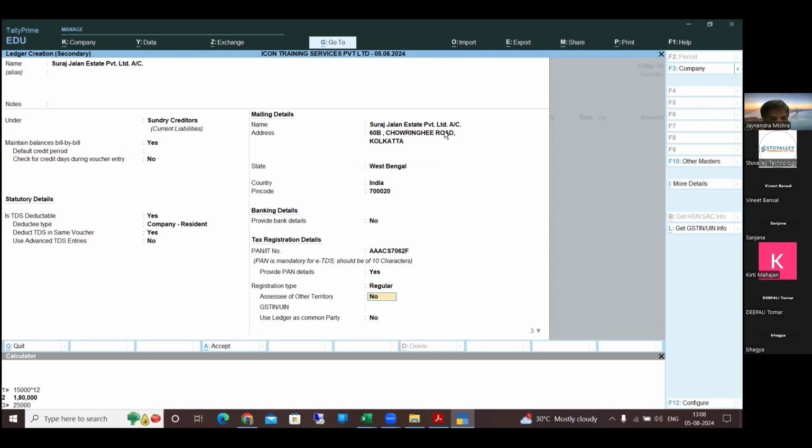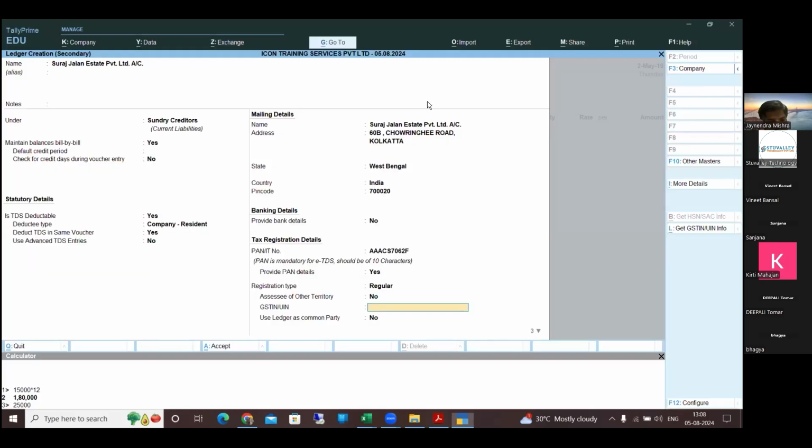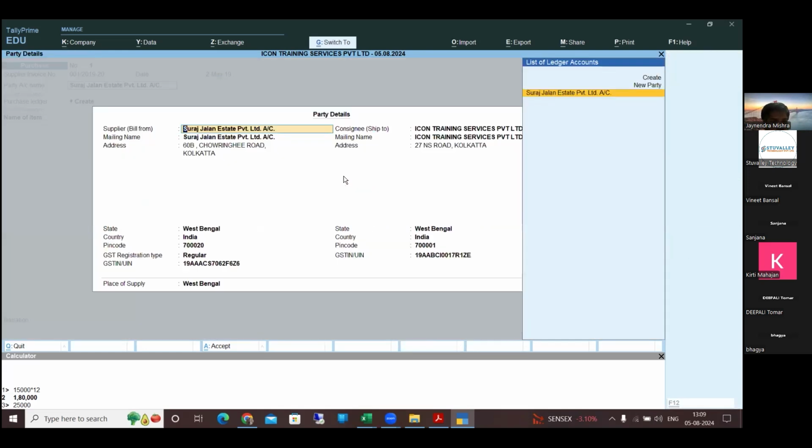Suraj Jalan is a regular dealer. Assessee of other territory: keep it no, not required, friends. Now the GST number. Control B. Yes, friends, Control B. This is ledger creation. We are creating a ledger: name, grouping, TDS, address, PAN number, GST number. We have to be very careful while creating masters. This is master creation. Save it now. Control A.